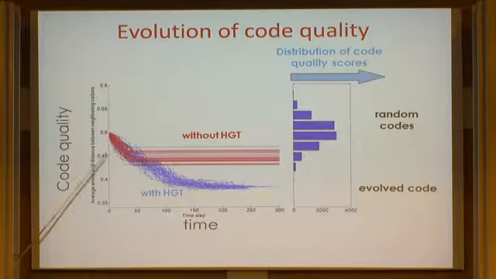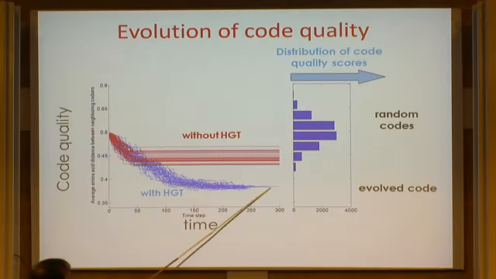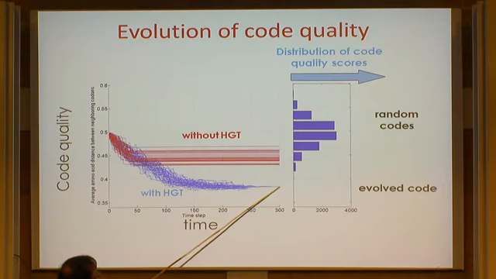On the other hand, if you run it with horizontal gene transfer present in the dynamics, then the codes keep improving, they never stop like here, and eventually they settle down to some asymptotic value, which is very different from what you would get at random.